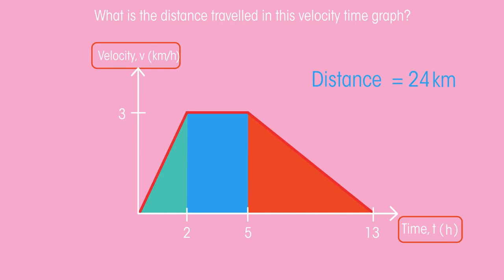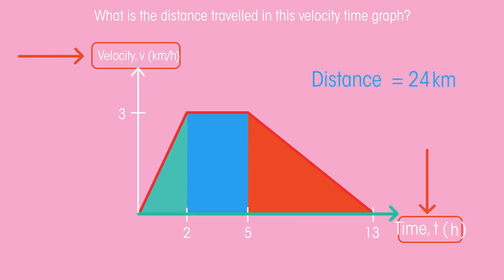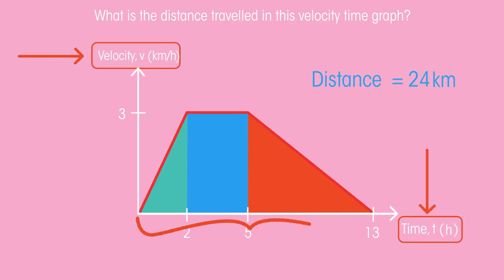So there we have velocity time graphs. Velocity on this axis, time on this axis, and the area underneath the graph is the distance. Simple.